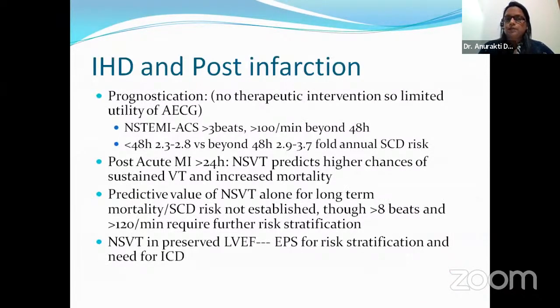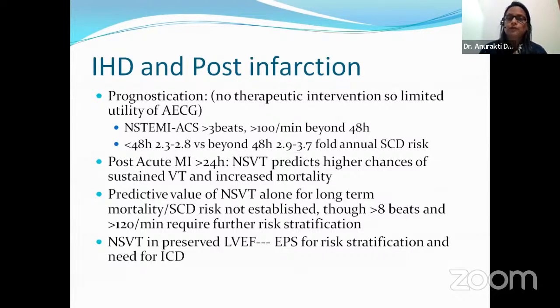So in ischemic heart disease and post-infarction, the important thing is if you have a patient who had non-ST elevation AMI or acute coronary syndrome, the main question is whether the non-sustained VT you are seeing on the monitor is actually worth doing something about. First of all, what does it indicate, how does it affect the prognosis. So the answer is, if the non-sustained VT you're seeing is in a patient with a preserved LV ejection fraction, definitely you should look for risk stratification.